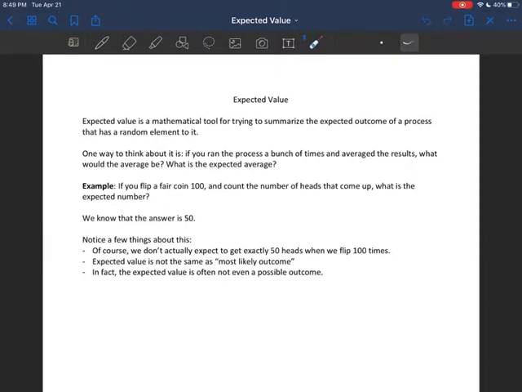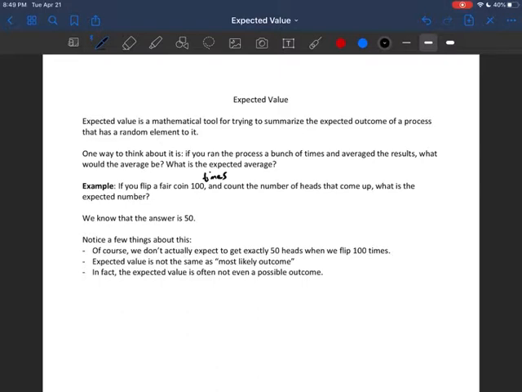So one way to think about it would be like this. The expected value tells us something about what would happen with this random process, on average, if we did it a bunch of times. So if I ran the process a bunch of times and averaged the result, what would the average be? What is the expected average value, right? That's the thing that we're talking about.